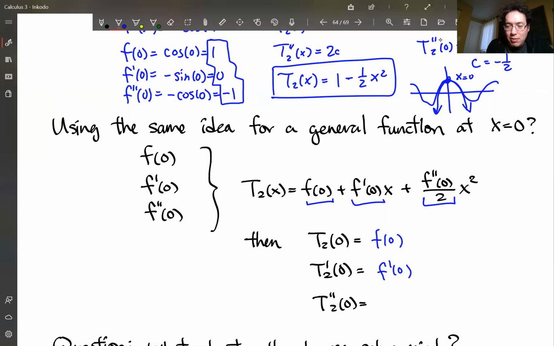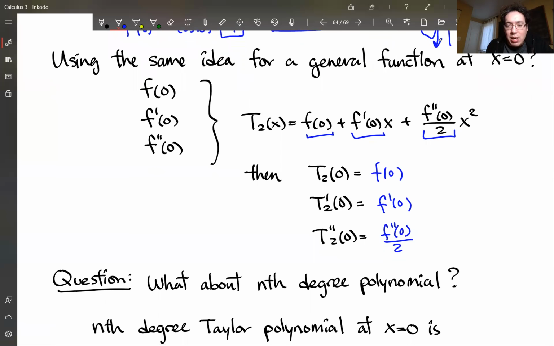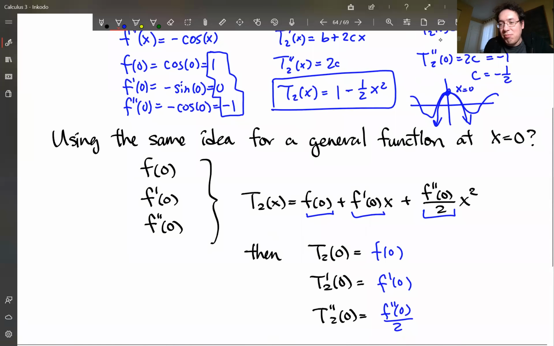I'll just write that down there. So this is in general what we get. All right. So that's a second order polynomial. And you could probably see where I'm trying to go with this.